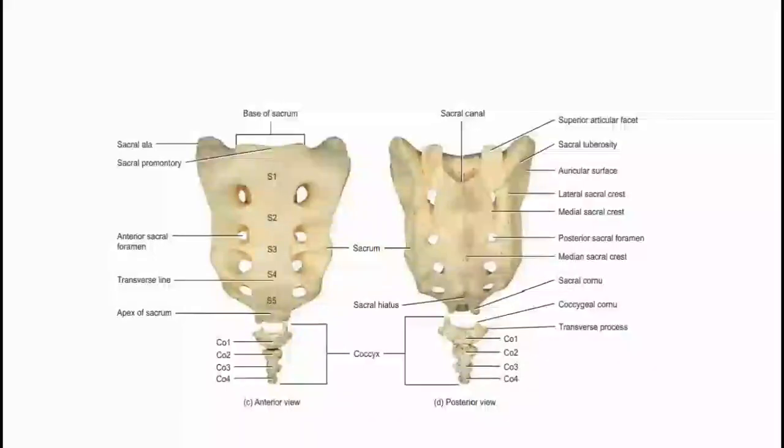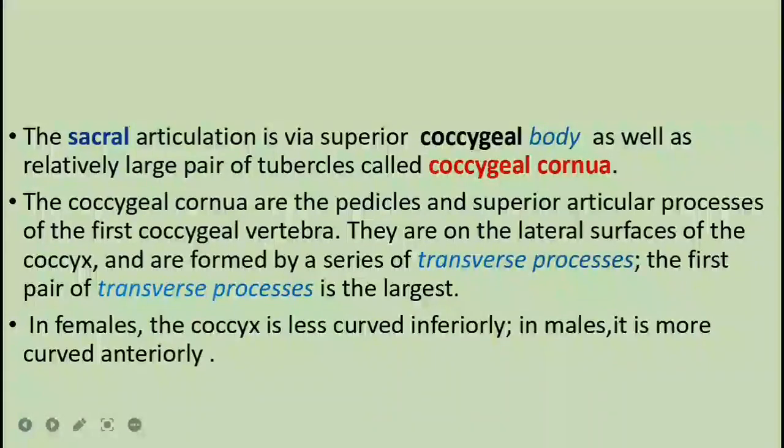And let's get to the bone itself. We have the coccyx at this level of the vertebral column, which is most distal, and we can see it is formed by fused vertebrae. The first part of the coccyx is most broad, but moving down to the distal aspect it is narrow. The sacral articulation is via the superior coccygeal body, as well as a relatively large pair of tubercles called coccygeal cornua. The coccygeal cornua are the pedicles and superior articular process of the first coccygeal vertebra.